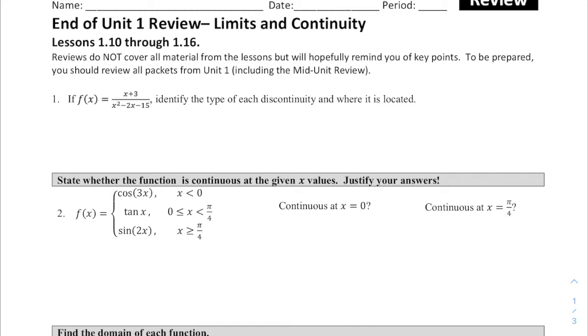We've already done the mid-unit review, which covered lessons 1.1 through 1.9. If you have not watched that yet, please go back and do that first. But this is for the second half of the chapter, lessons 1.10 through 1.16. As this says, reviews do not cover all material from the lessons, but will hopefully remind you of key points. To be prepared, you should review all the packets and notes from Unit 1, including that mid-unit review that we just talked about. Let's get into it.